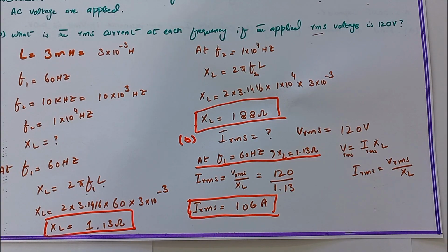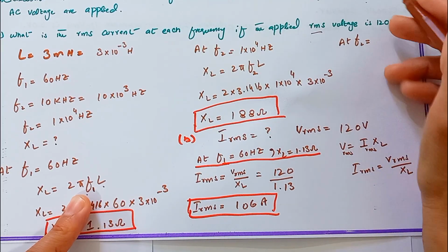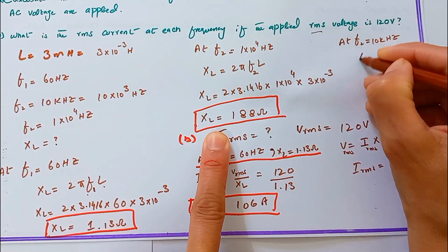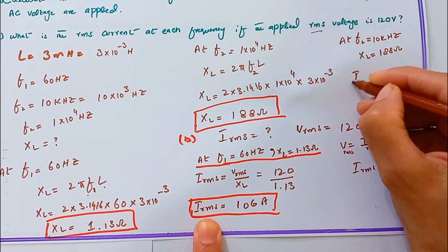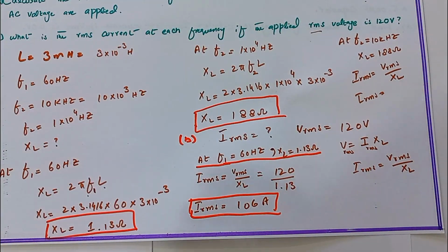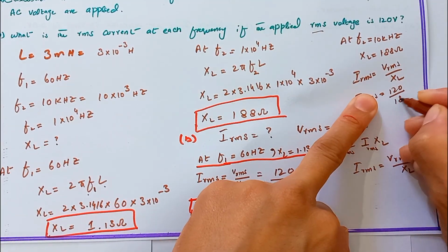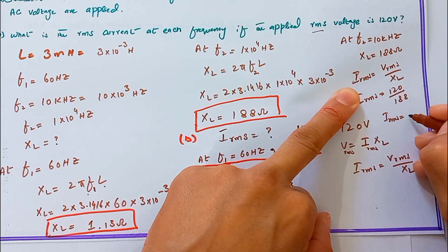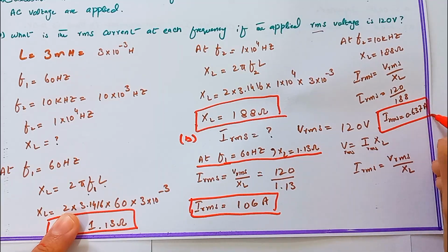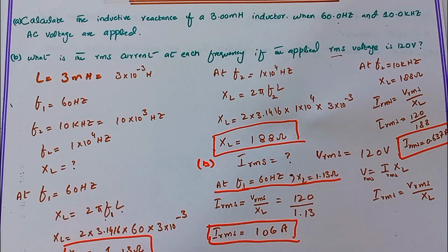Now we find it at F2, that is 10 kilohertz. At F2 the inductive reactance XL is 188 ohm. We find the root mean square current using the formula I r.m.s equals V r.m.s over XL, which is 120 over 188. So I r.m.s is equal to 0.637 ampere. That is the root mean square current at frequency F2. That is all about the numerical related to the chapter AC circuit.